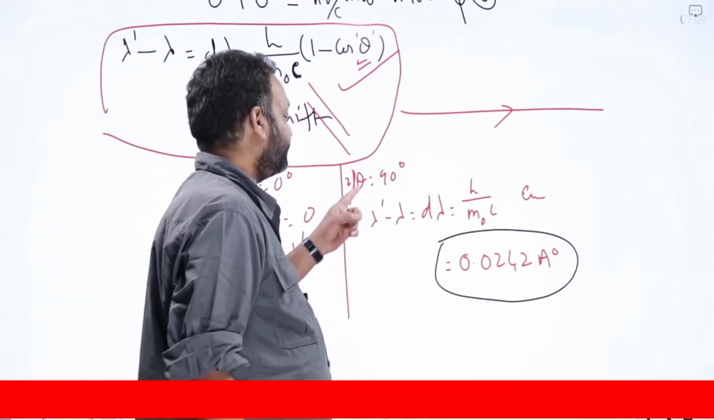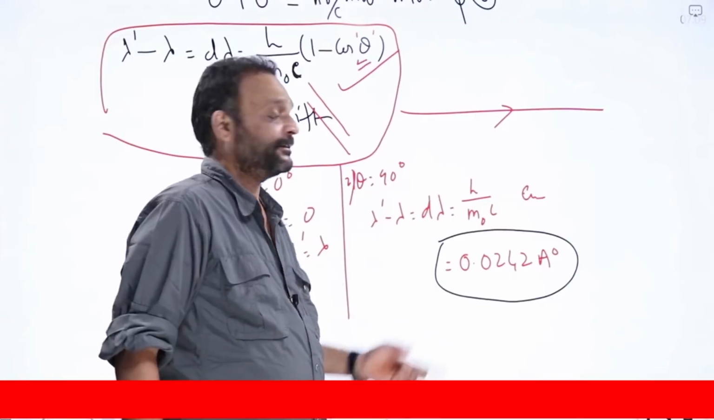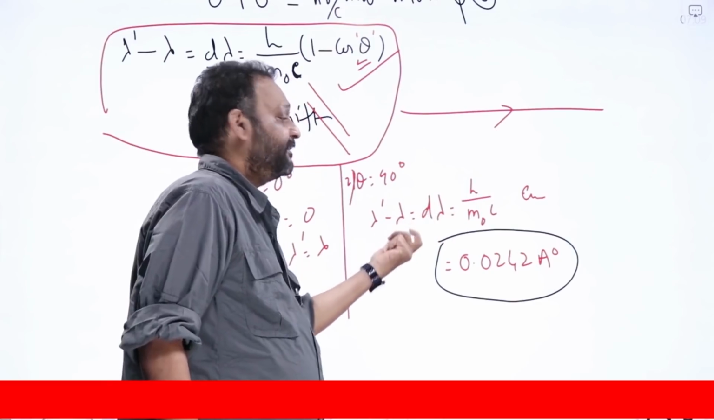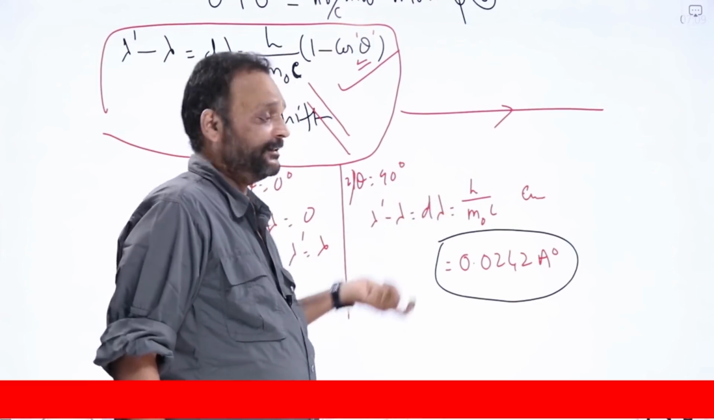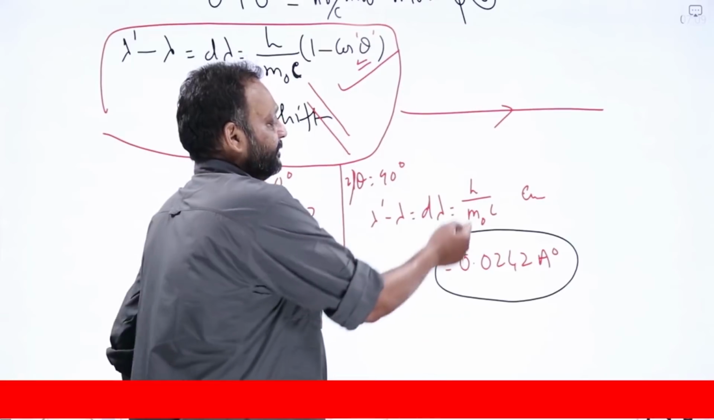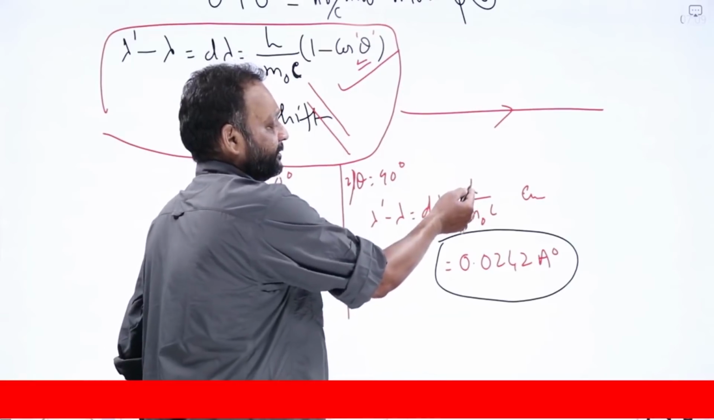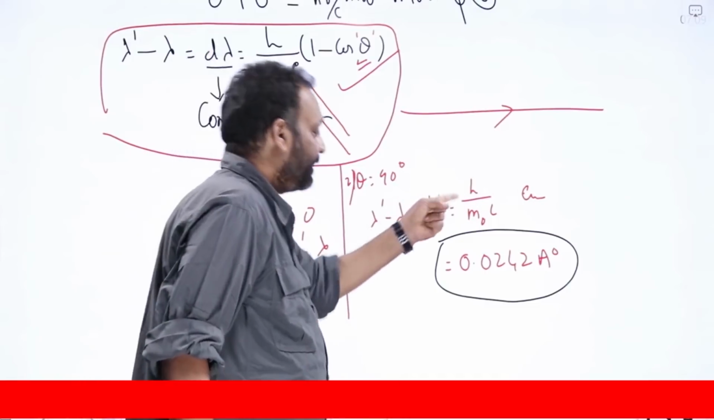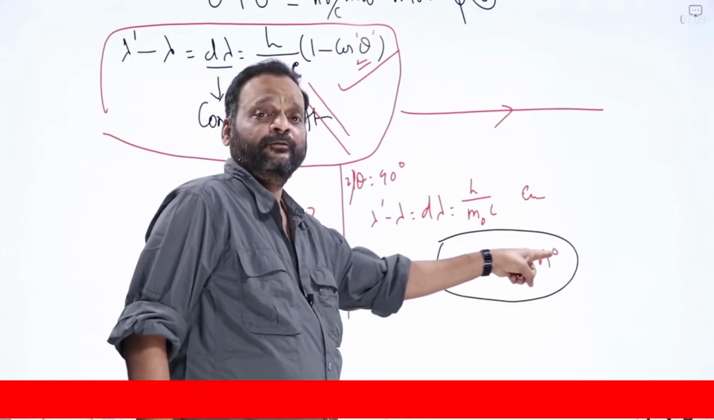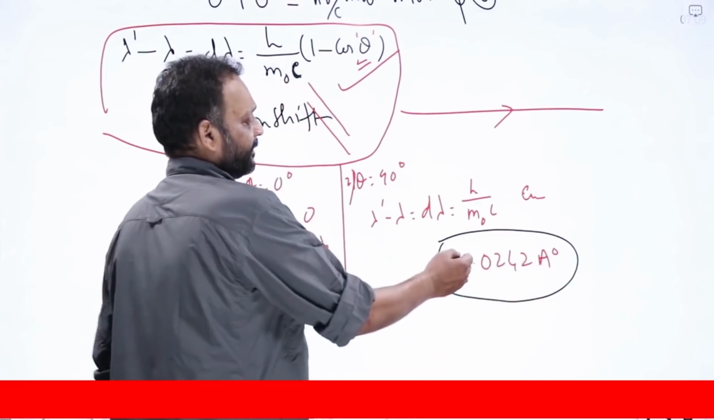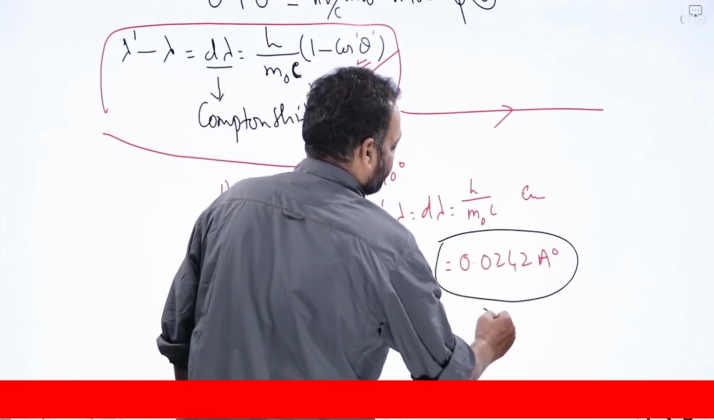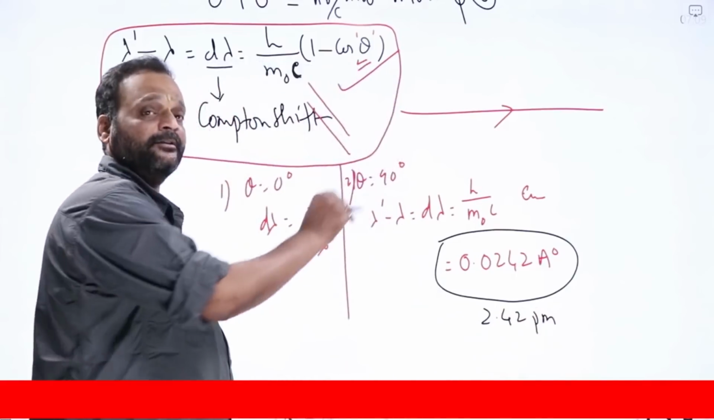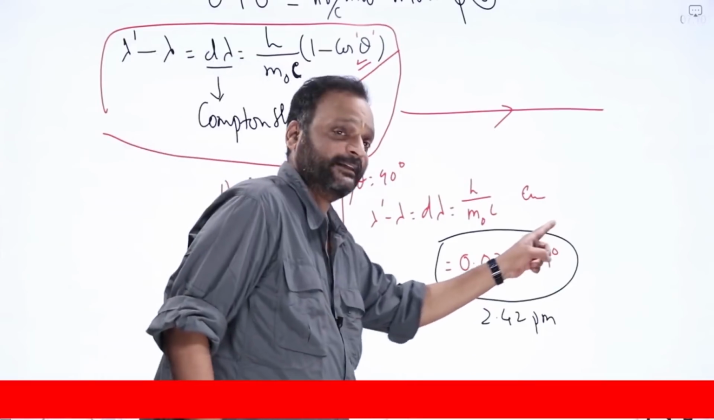Compton shift when theta equal to 90 degrees is equal to how much? h by m naught c. So directly in the examination, what are the dimensions of the h by m naught c term? It has length dimensions. What is the value of h by m naught c? 0.0242 angstroms, or you can write it as 2.42 picometers. Pico means 10 to the power minus 12, and angstrom means 10 to the power minus 10 meters.